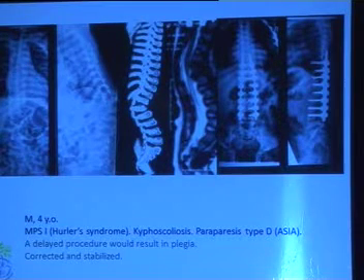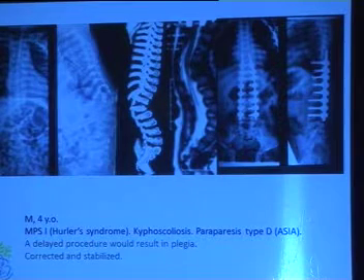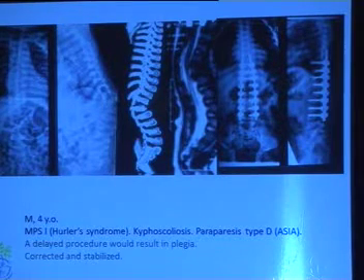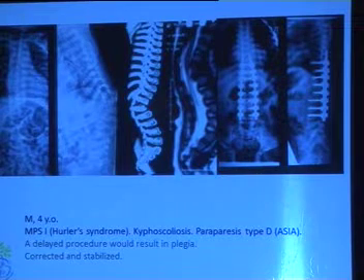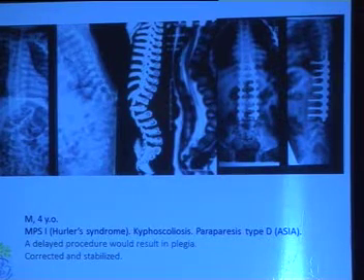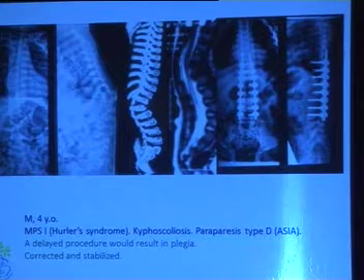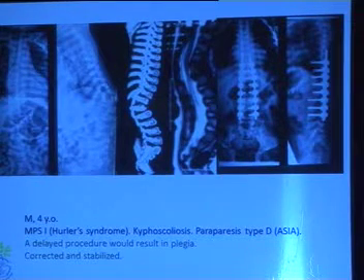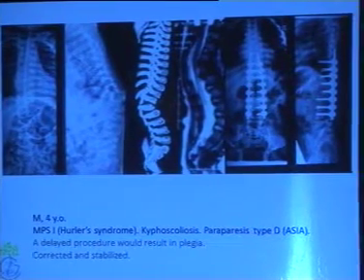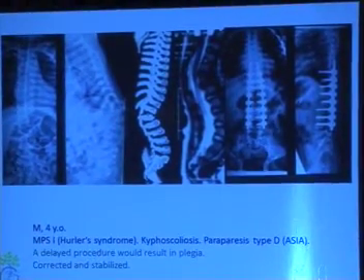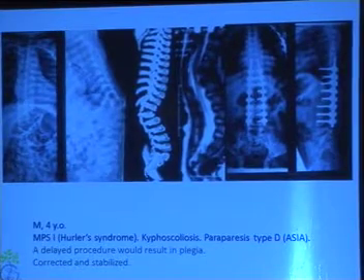Another patient with Hurler's syndrome, mucopolysaccharidosis type 1, severe kyphosis, paraparesis type D. Delayed procedure would result in plegia. We used segmented correction and fixation of deformity.